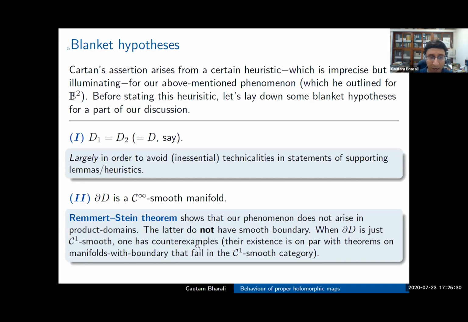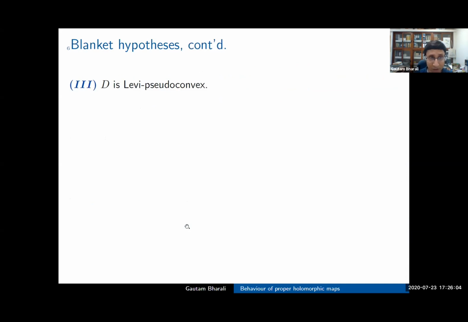So counterexamples to the phenomenon that we are talking about, their existence is on par with other pathologies that you see in the real world with C1 smooth boundary. Now, you might want to ask, there's this wide gulf between C1 smooth boundary and C infinity. Well, there is a story which is particularly engaging to analysts, but since I'm addressing a wider audience, I'll pass over that question. This is an important hypothesis, my third blanket hypothesis.